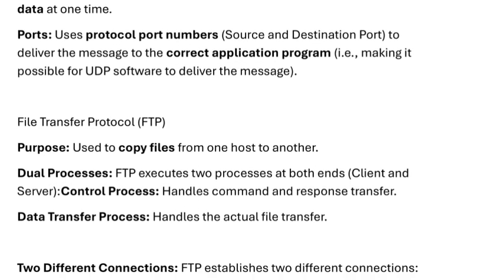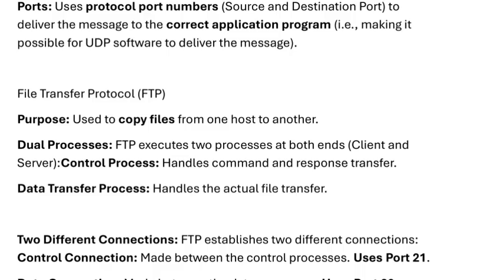Ports: UDP uses protocol port numbers, source and destination port, to deliver the message to the correct application program, i.e., making it possible for UDP software to deliver the message.